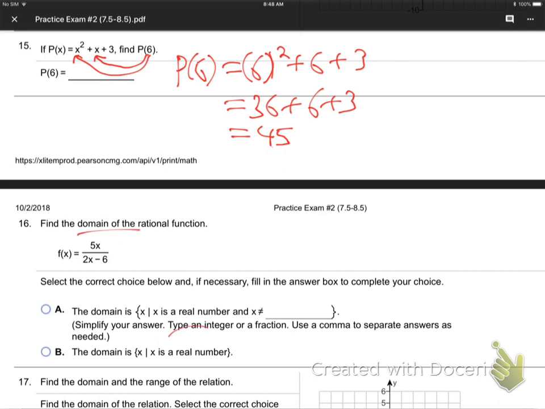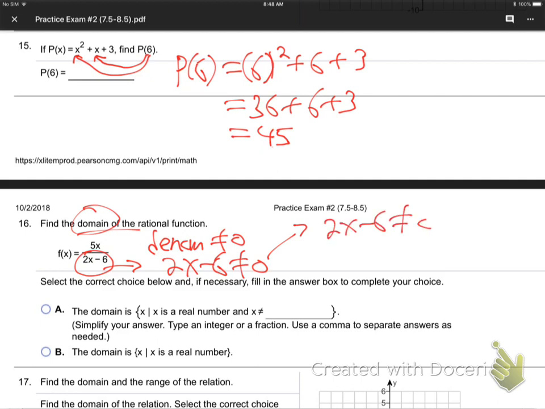Find the domain. Domain means denominator cannot be 0. We don't care about the numerator at all. We just care about the denominator. Say 2x minus 6, denominator cannot be 0. That's a problem. If the bottom of a fraction is 0, that wrecks the fraction. So we don't allow it. We say the denominator cannot equal 0. That's what we do whenever they say domain. Good thing to put in your 3x5 card for the test.